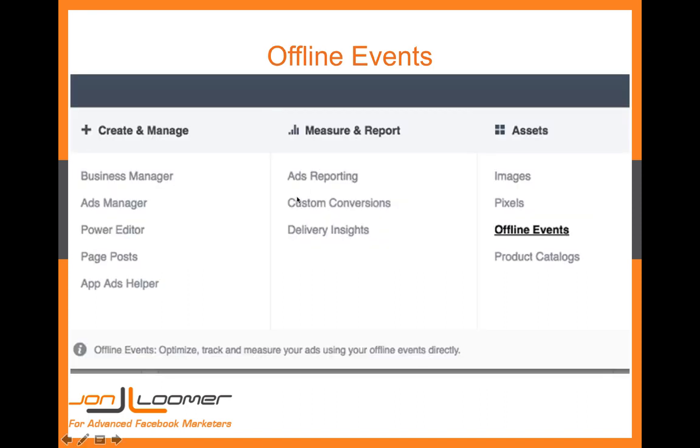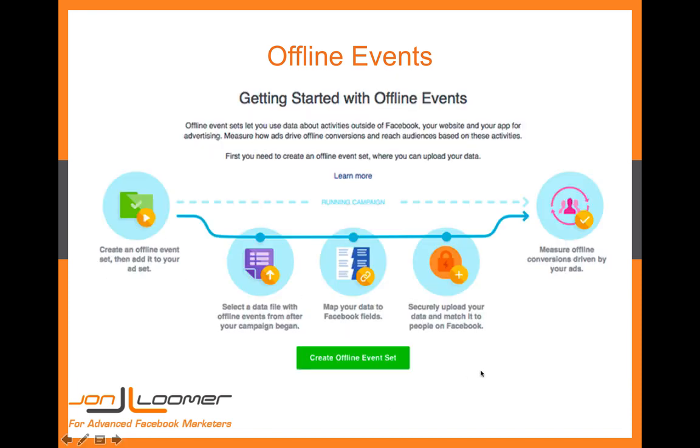So I'm going to go through this real quick. Again, I know it's not pixel related, but it's conversions related, and that's what this training program is about. So I want to make sure we talked about this. For offline events, you go into your Business Manager or your menu, whatever, and under assets, click on offline events. And assuming you haven't created an offline event set before, you click on that green button.